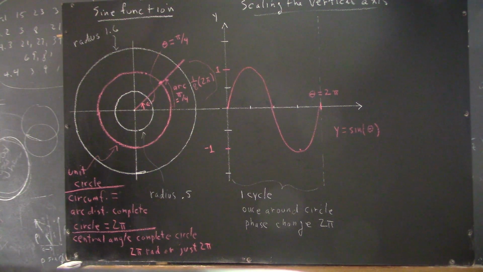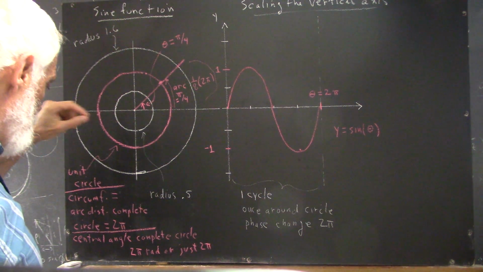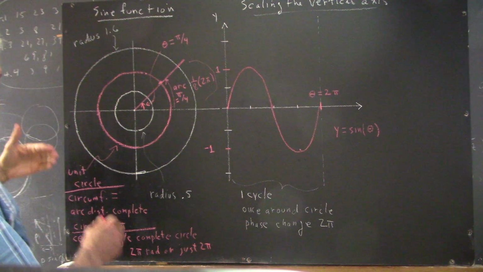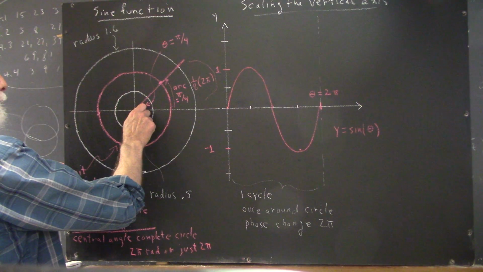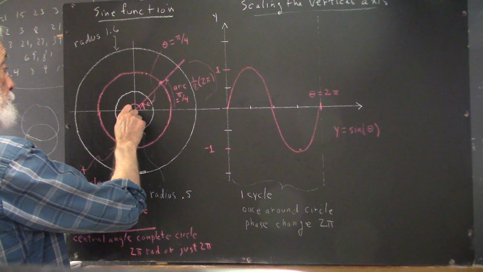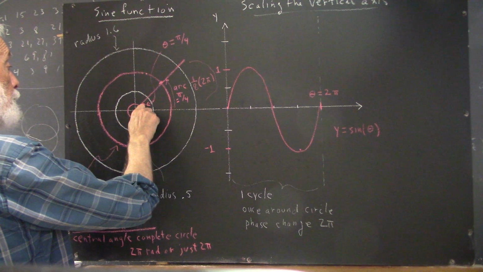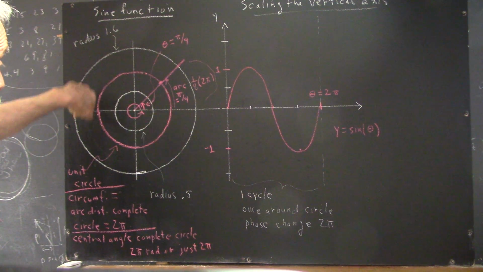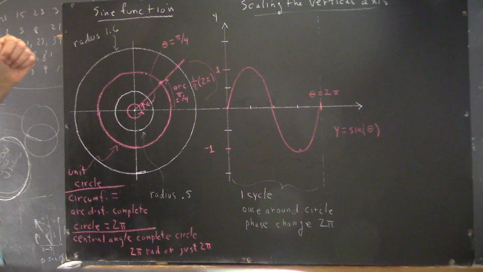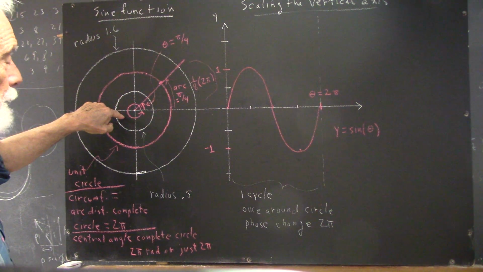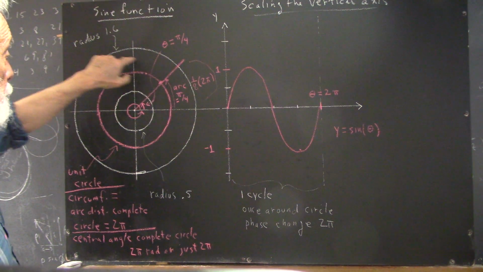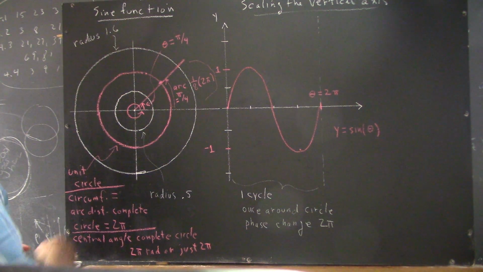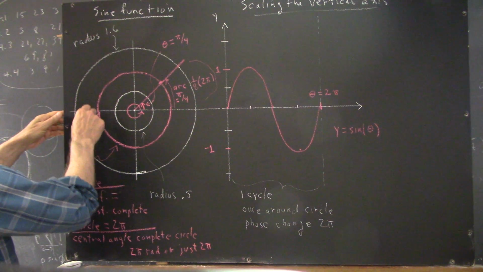So we say, okay, we're going to identify the central angle around the complete circle, and I'll indicate that angle here. This is the central angle for rotation around the complete circle, and that's going to be identified with the arc distance around the complete circle on the unit circle. So that arc distance is 2 pi.